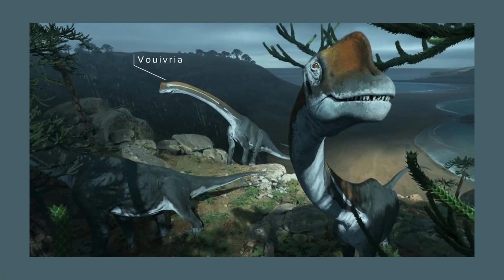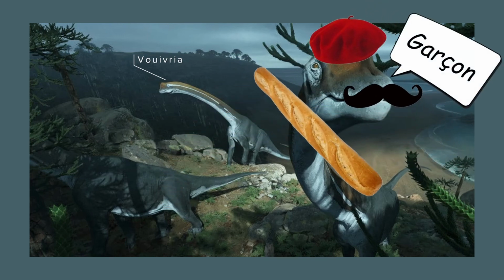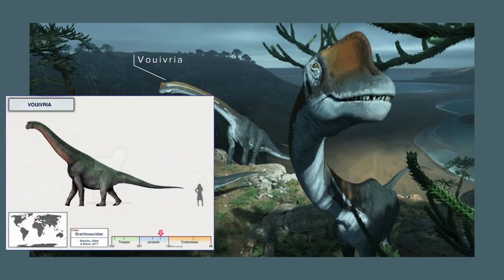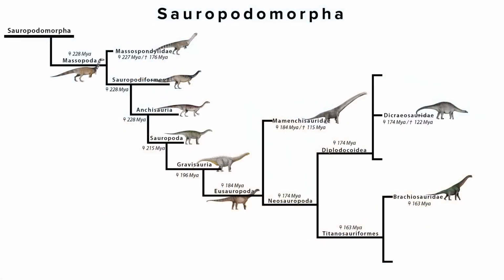Now, I will try to pronounce this name properly. Vuivria. I'm so sorry. Listen, I actually practiced this name. Vuivria is a French sauropod, and Vuivria is a pretty important one. Yes, I promise you a baguette sauropod. This is it. So Vuivria is actually a first brachiosaur. We'll talk about them in a little more detail in a moment. You can see a body plan that you probably recognize from some other brachiosaurs that you know better from Jurassic Park and other pieces of pop culture.